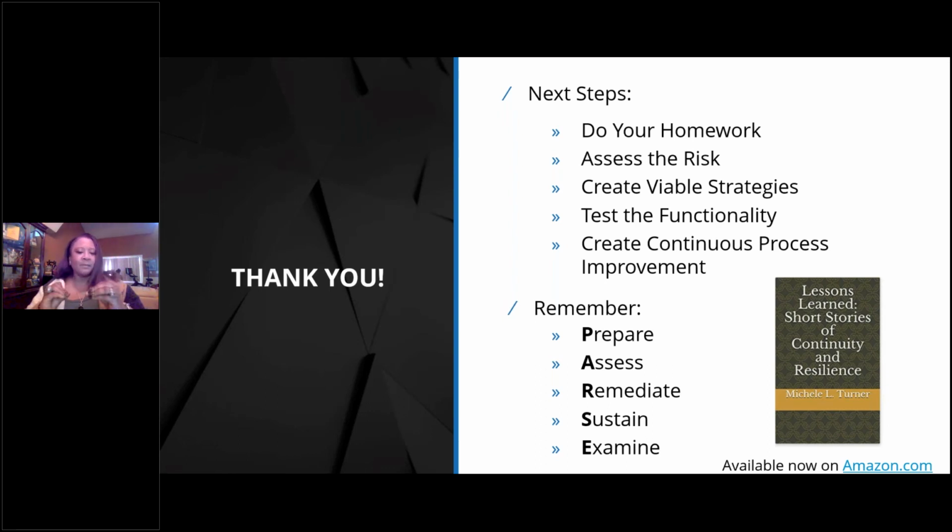Create viable strategies. Viable is a key word here, because sometimes within your environment, you say, you know what? Wow, there's this brand new spiffy alternate site, and I really want to be able to be at that site because they have all the bells and whistles. Well, you know what? If you don't need the bells and whistles, then there's no sense in going down that path.